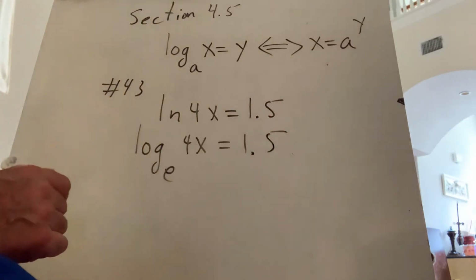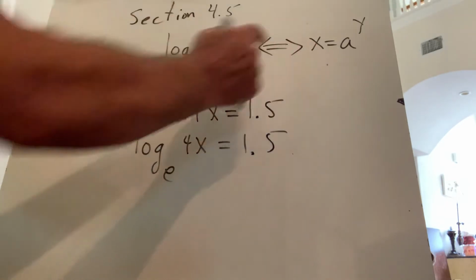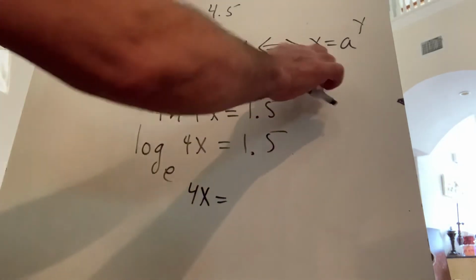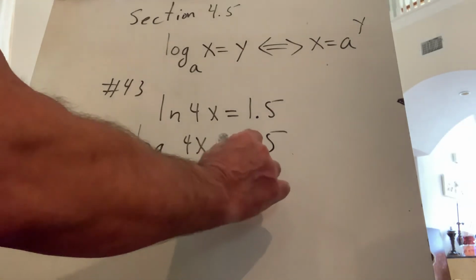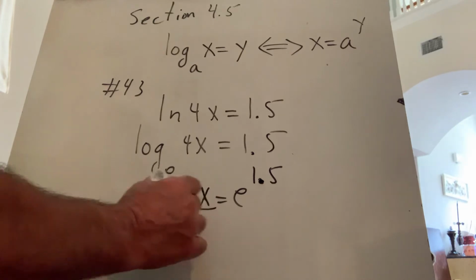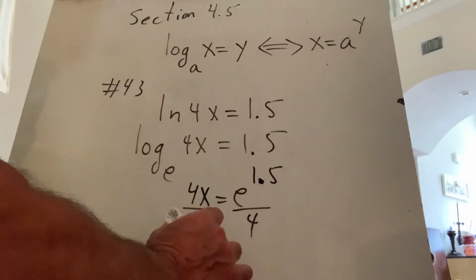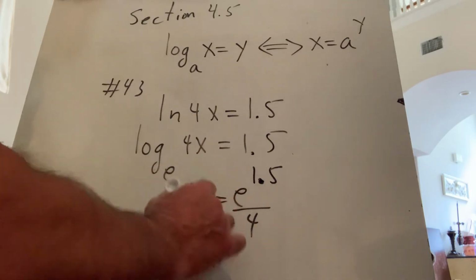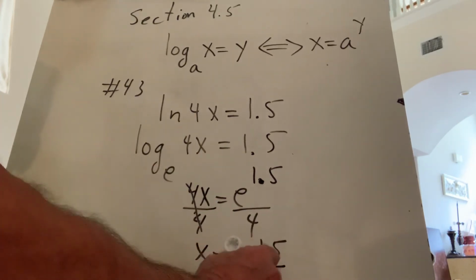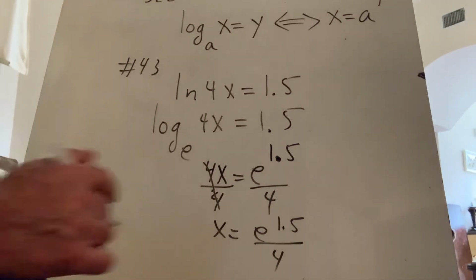So now here we have our logarithmic equation. We're just going to change it to exponential. That says 4x must equal the base, which is e, raised to 1.5. And of course, to solve for x, we divide by 4. Since they want the answer in exact form, that's pretty much it. There's your x, 4 cancels: e to the 1.5 divided by 4. So there is your final answer for this one.